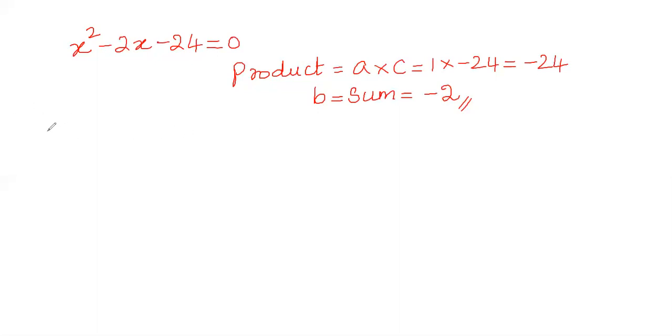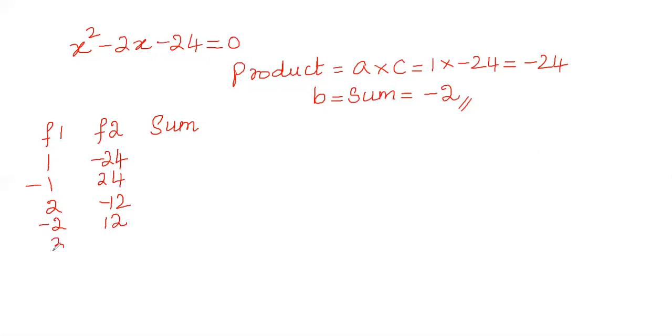So now you have to choose two factors of negative 24. Our product is negative 24, and I have the sum here. So what are the two factors of negative 24? I'll write 1 and negative 24 can be the factors, or negative 1 and 24, 2 and negative 12, or negative 2 and 12.